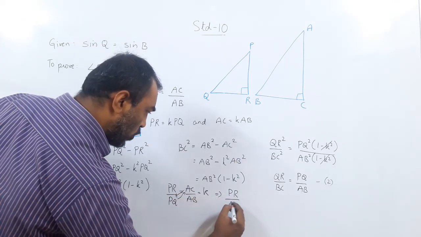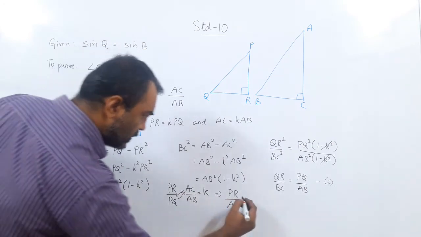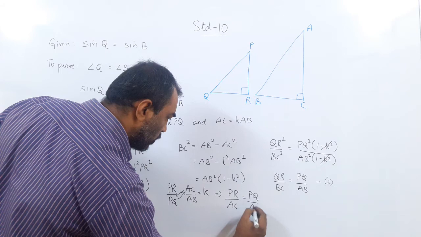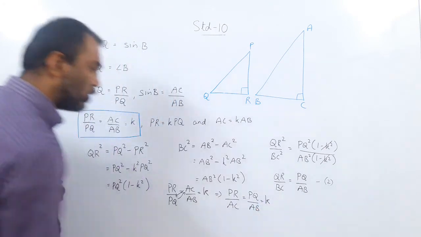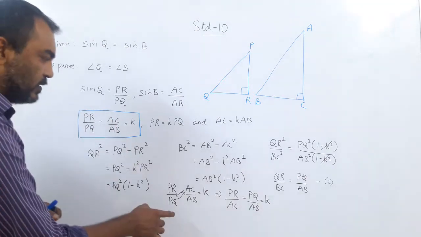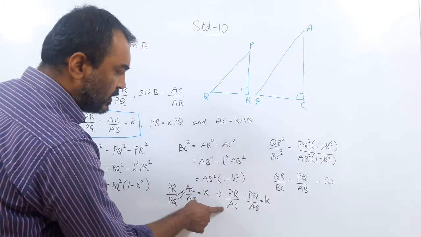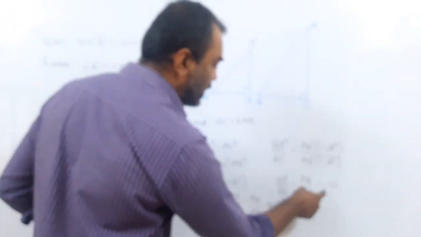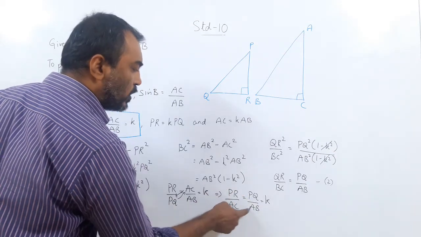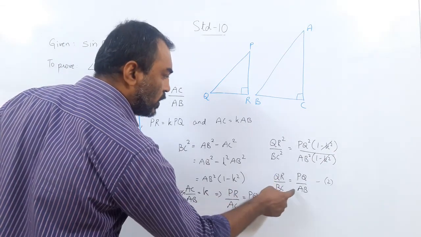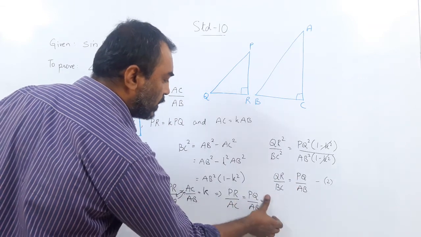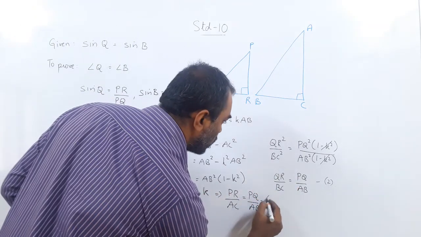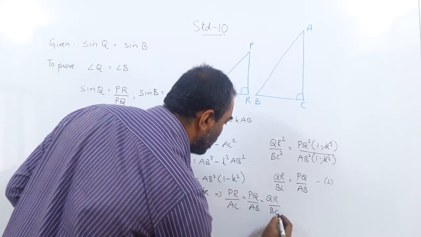PR upon AC equal to PQ upon AB, and this is in the ratio K because I rearrange this. So PR upon AC is K, PQ upon AB is K, but if PQ upon AB is K, then QR upon BC should also be K. You can see this by rearranging this. PR upon AC is K, PQ upon AB is K, but PQ upon AB is equal to QR upon BC, so this is also equal to K. So I can write this is equal to QR upon BC.